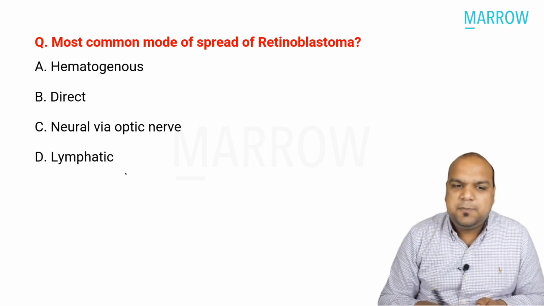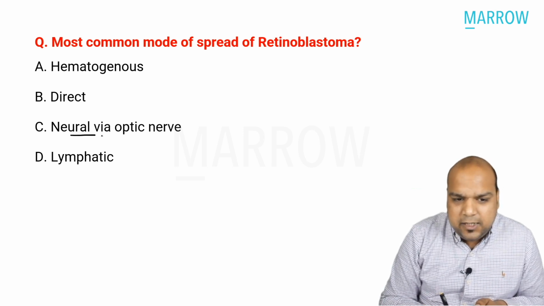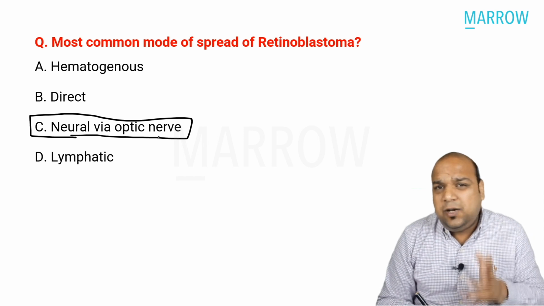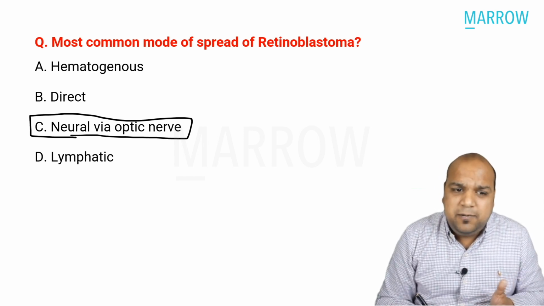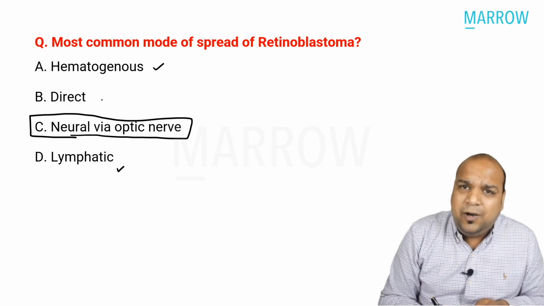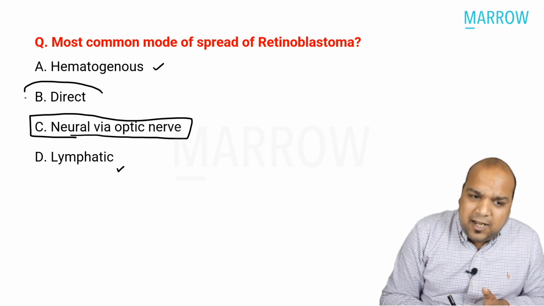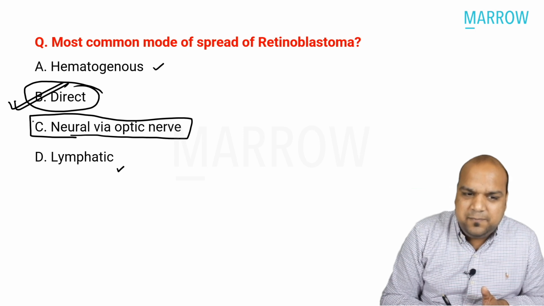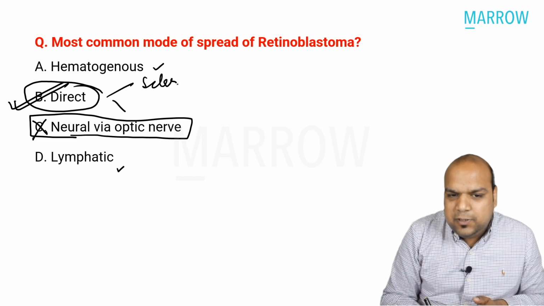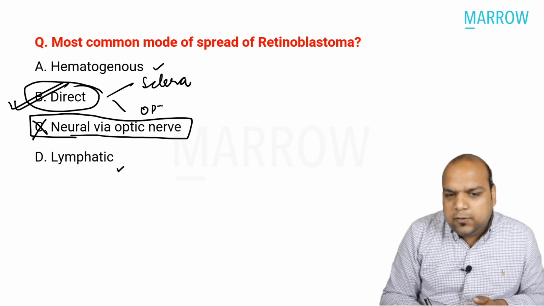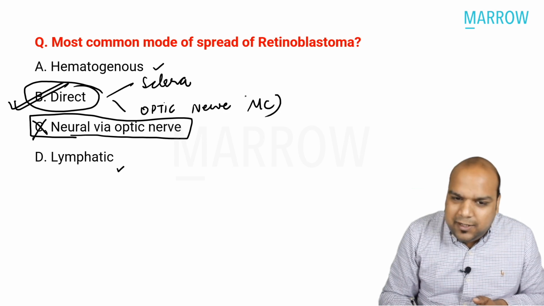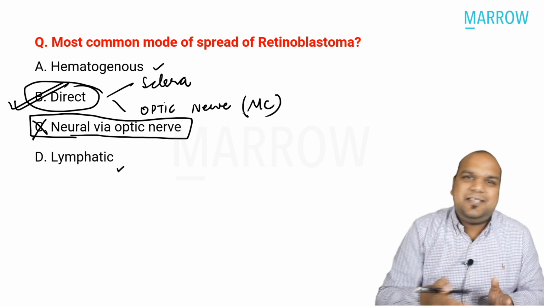This question assumes importance because a lot of answers are given by students as neural via optic nerve. But please understand, neural via optic nerve is not a mode of spread. Mode of spread can be through blood, hematogenous, through lymphatic, or directly, everybody. So the answer here is direct. Now, direct spread can take place directly through the sclera or through the optic nerve. Which is the most common direct route of spread? Then the answer is optic nerve.